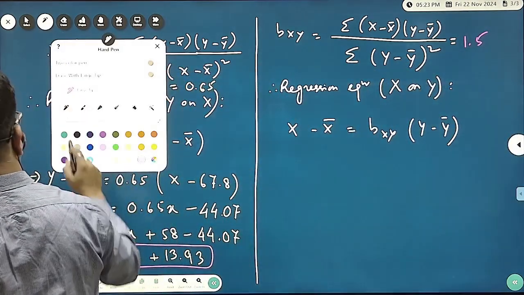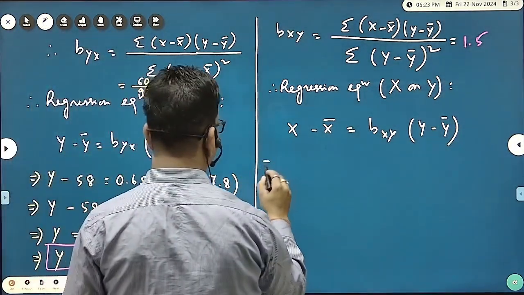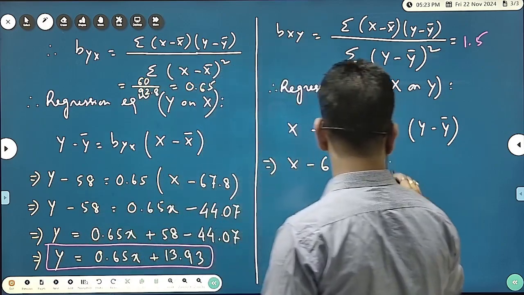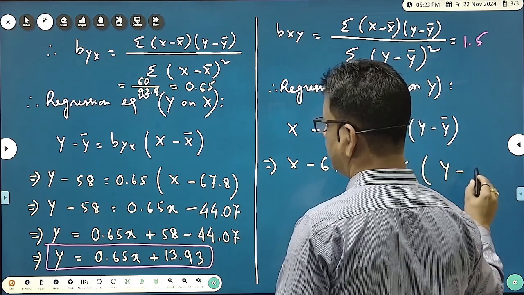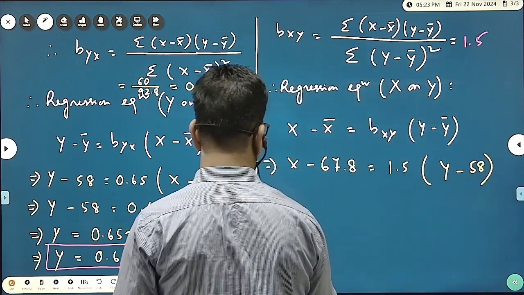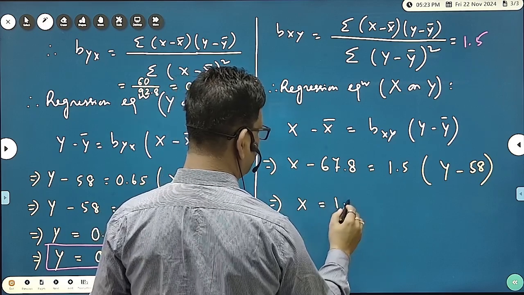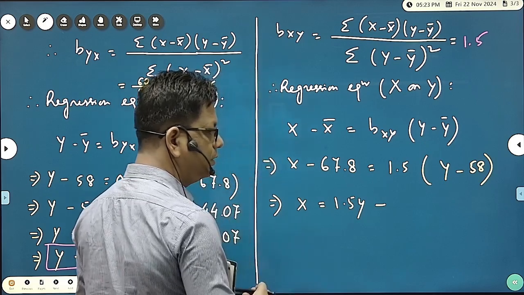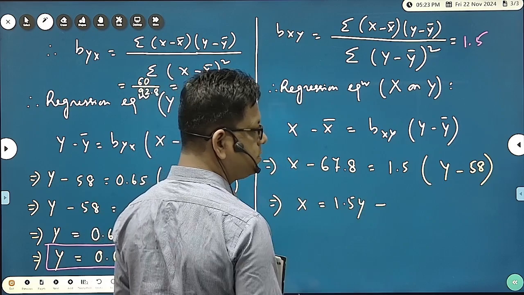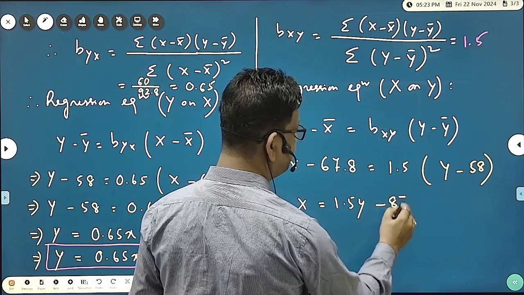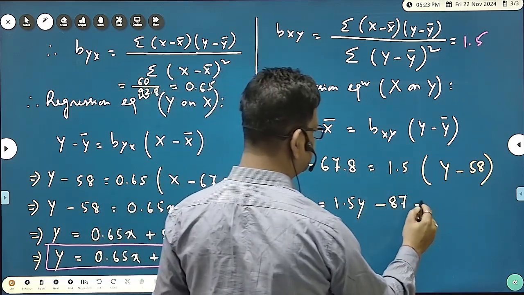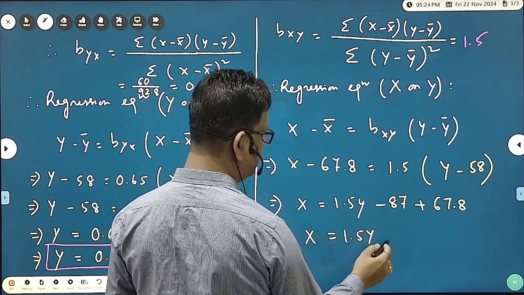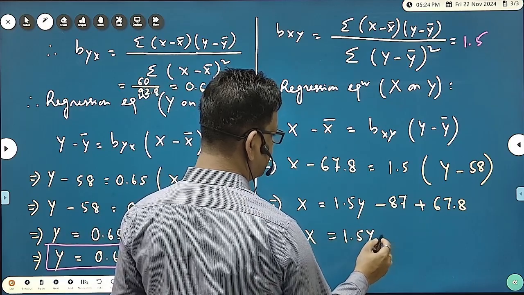Then it will be x minus x bar. X bar was 67.8, yes or no? And this number is 1.5. Y minus y bar, 58. So x equals 1.5 y. How much do you get after multiplying? 1.5 into 58 is how much? 87. So this minus is here, plus 67.8. This implies x equals 1.5y minus 19.2.